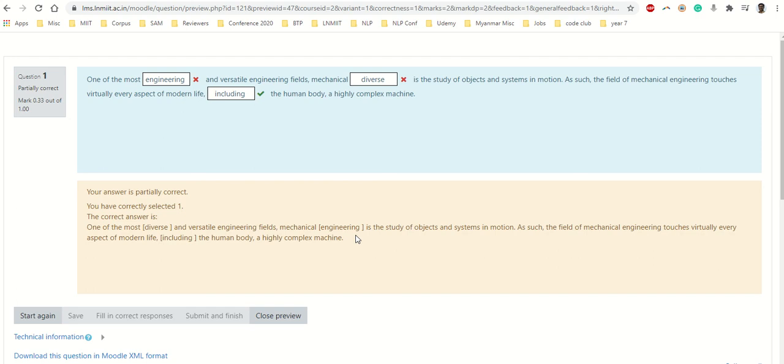So this is about drag and drop, can be used in a variety of subjects where you are looking for exact missing words, and this can be one good option.